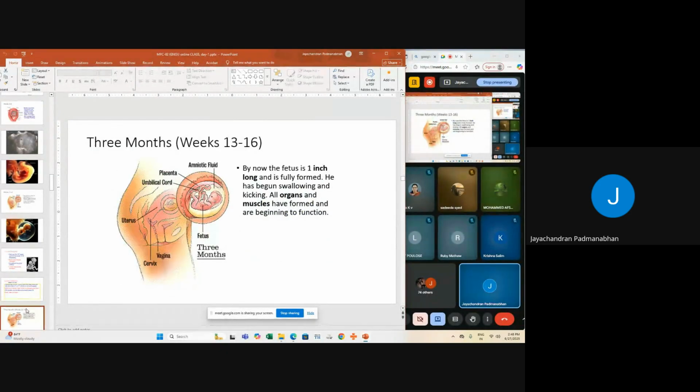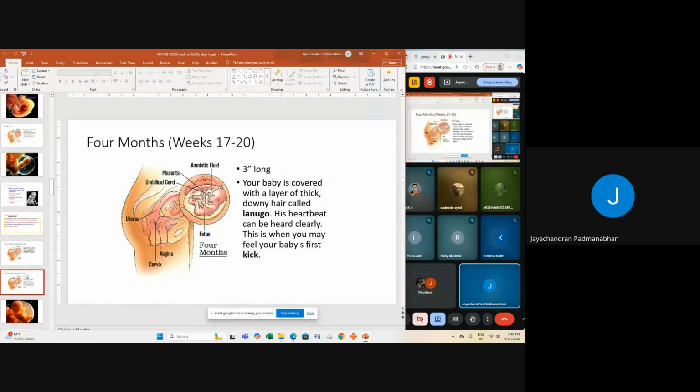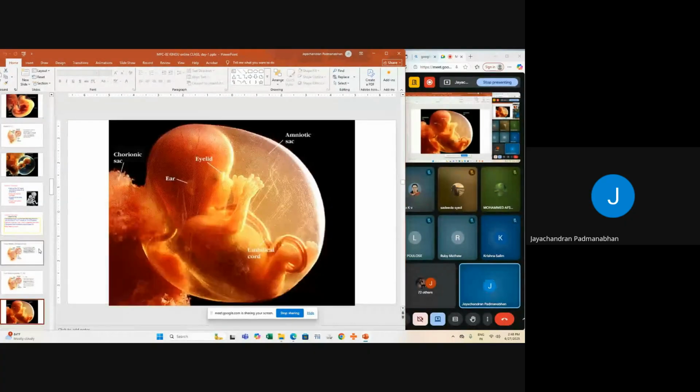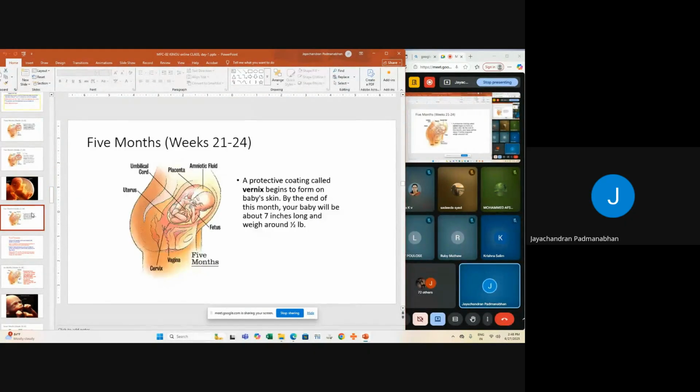So here, in the second trimester, what happens is that there is an extra 350 calories than the usual. It is not in your syllabus, but you should have a general knowledge about it, like a medical doctor. Still you should have common sense. So 5 months, sometimes it is asked, what is vernix? A protective coating called vernix begins to form on baby's skin. By the end of this month, your baby will be about 7 inches long and weigh about half a pound.